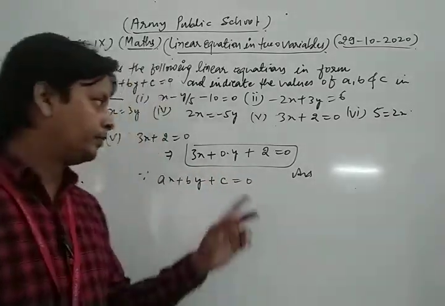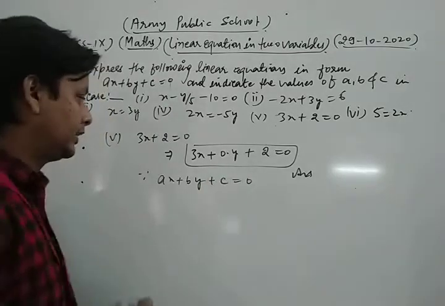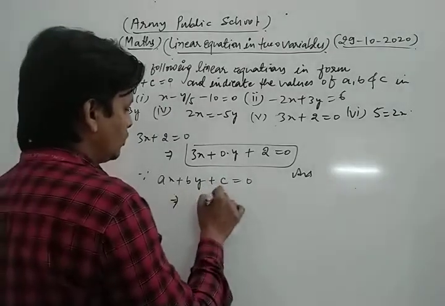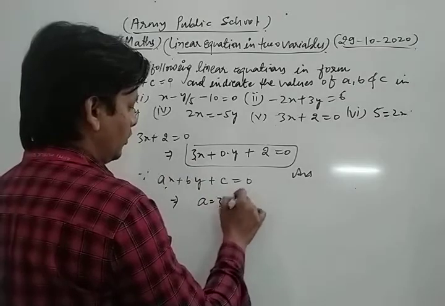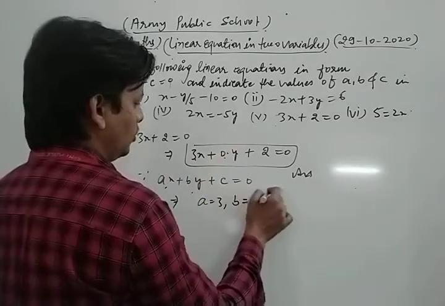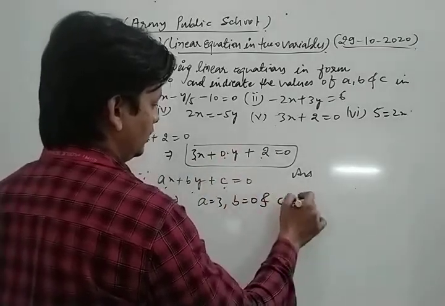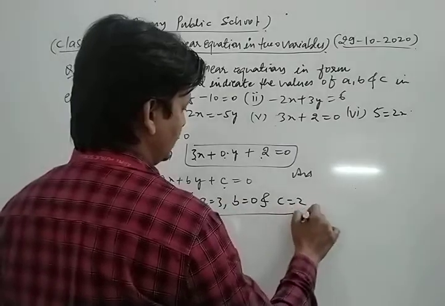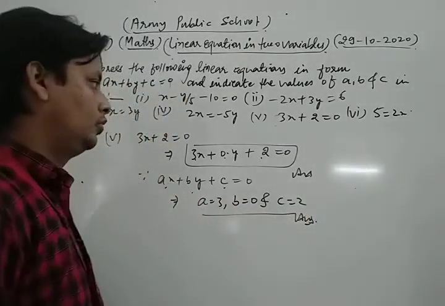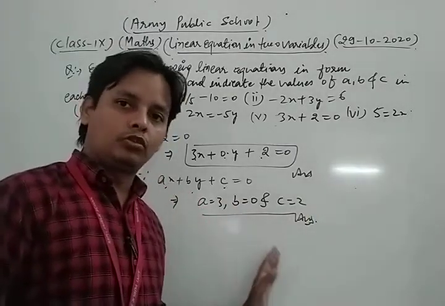Now what I do now, we compare them to each other. So we get the value of a is what? 3. The value of b is what? 0. And the value of c is what? 2. This is our another answer. So this is the process to solve that question.